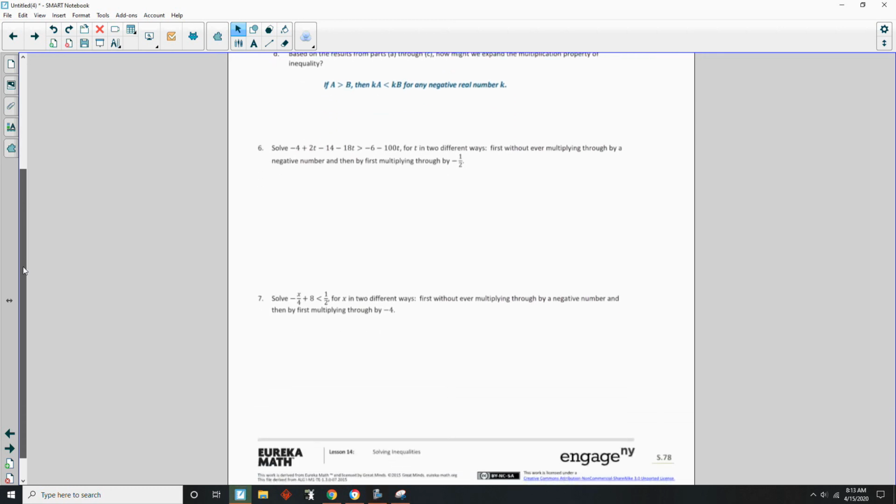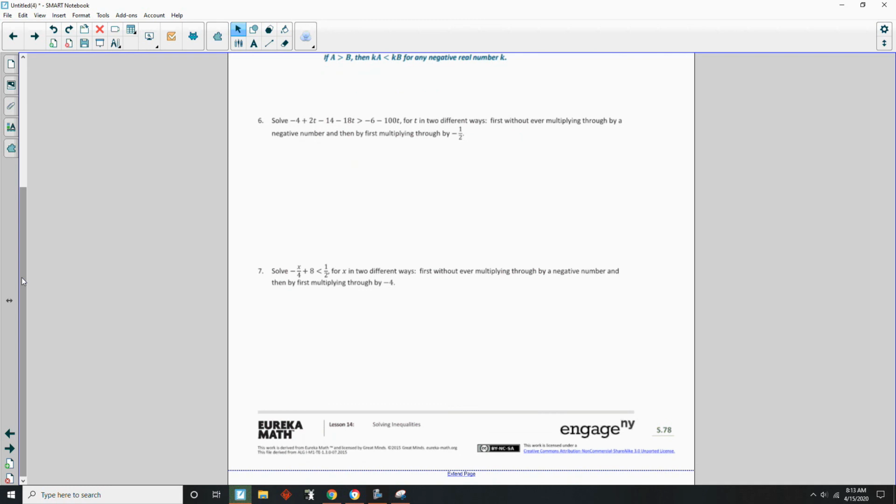Okay, problem 6, it says solve negative 4 plus 2t minus 14 minus 18t is greater than negative 6 minus 100t for t in two different ways. First, without ever multiplying through by a negative number, and then by multiplying through by negative 1/2. Okay, so let's do this. Never multiplying by a negative. So what does that mean?